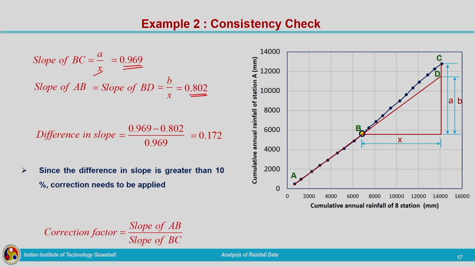If it is more than 10%, we need to go for correction, we need to apply the correction. So, the next step is to calculate the correction factor. The correction factor can be calculated by finding the ratio of these slopes, that is slope of AB divided by slope of BC. We already have the corresponding slopes, and the value is calculated to be 0.827.